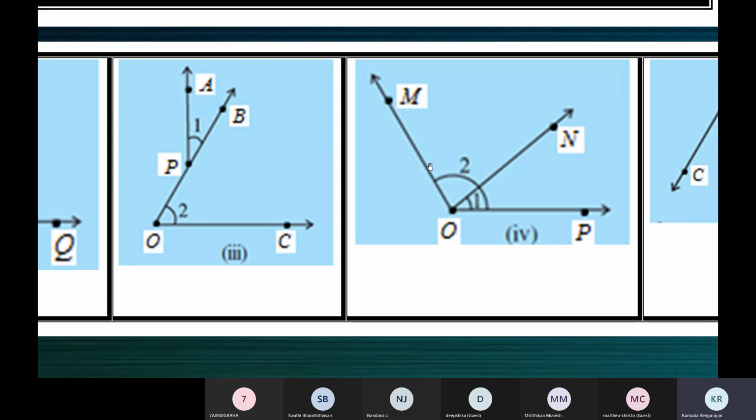Which are the arms of angle 2? Ma'am, OM and ON. No, this is angle 2. This full thing is angle 2. Which are the arms of angle 2?